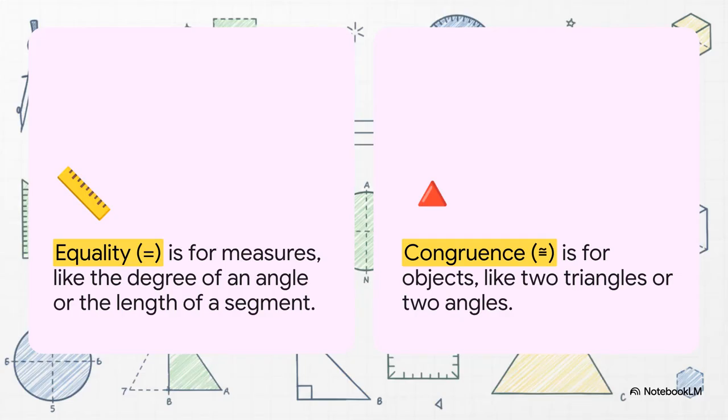Next up, let's clear up something that trips up so many people: equality versus congruence. Think of it this way. The equal sign is for numbers, things you can measure, like length or degrees. The congruence symbol, that squiggly little guy, is for the actual objects themselves, like whole segments or entire triangles. It's a small detail, but it's a super important one.